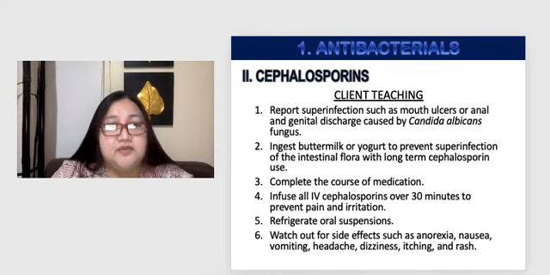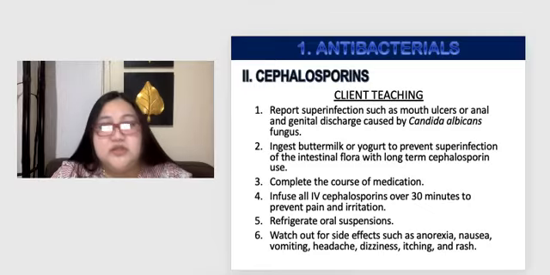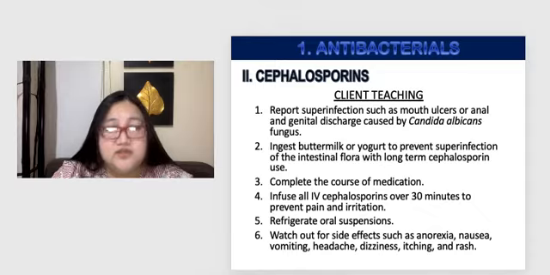Kasi ang buttermilk or yogurt, maraming good bacteria. No? Sa atin, sikat yung Yakult. It's good bacteria, Lactobacillus shirotus strain. It can prevent also superinfection, especially with long-term cephalosporin use. Third, you have to complete the course of medication again, kung 7 days, 7 days, 14 days, 14 days. If you're feeling well already, you still need to finish the course of therapy.